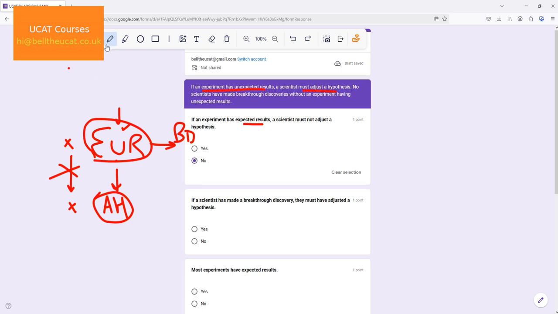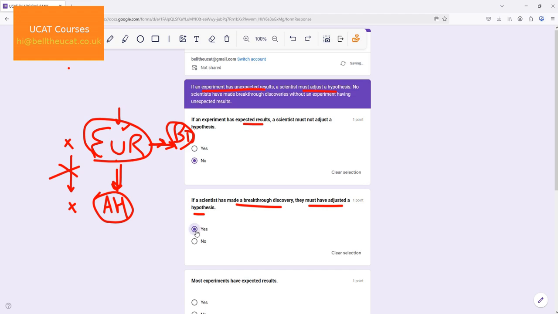Ready? Moving on. Next question. Then he says if a scientist has made a breakthrough discovery, they must have adjusted a hypothesis. Usually, two different branches are not related. In this case, it's a different scenario, like in chemistry, with exceptions. Because the two outcomes, breakthrough discoveries and adjusting hypotheses, are coming from the same root, the same condition, that's when we will say the answer is a yes.